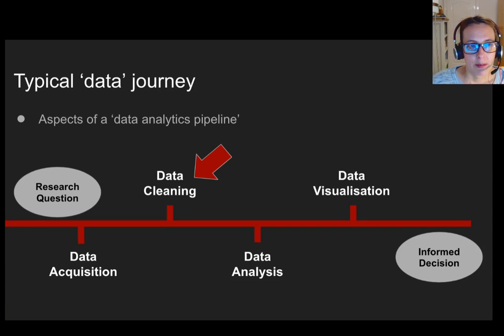So if you attended the best practices in data organization using spreadsheets lesson before this one, you may recall this diagram representing a typical data journey where you start from your research question and then you want to make at the end an informed decision as to whether your research hypothesis was correct or not based on the data that you have available. We are now in the second step of this journey.